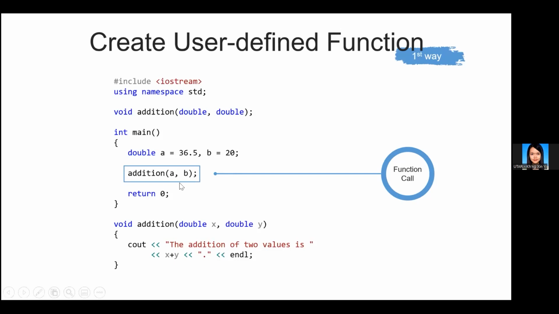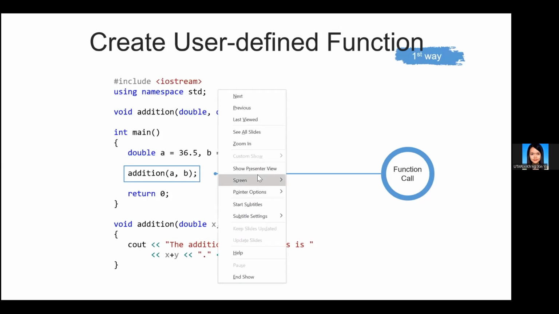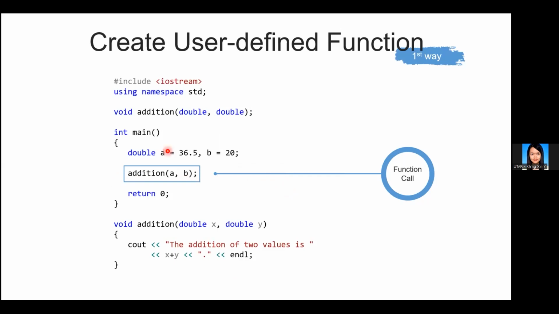So then after that, we're back to here. You see, we have the function call here. We want to call the function. Whenever you want to use the function, you have to call the function. So the flow is like this: when the function is being called, the execution of the main function will temporarily stop here. The main function is not going to proceed to execute any statement.